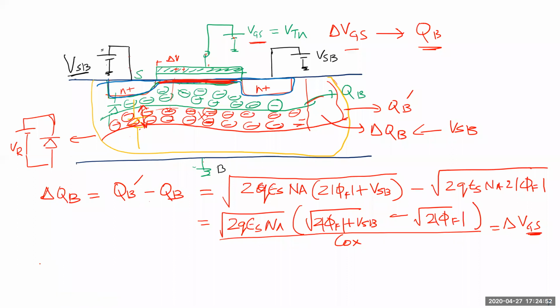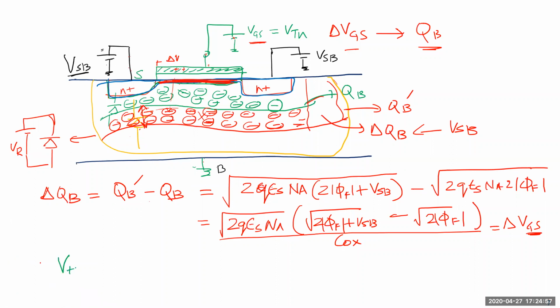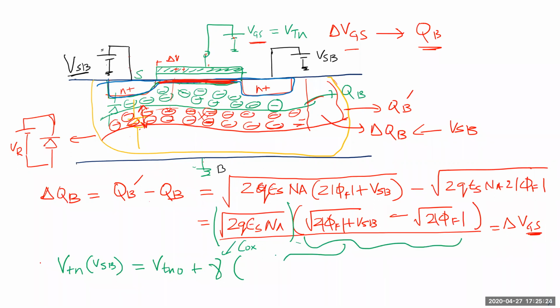So in other words, if I write the expression for VT now, I'll call this VTN as a function of VSB. It is what it was at VSB equals 0, which I'll call VTN0, for example, and then in most texts you'll see this gamma quantity, which is this here, times this quantity here. So when VSB is equal to 0, it goes back to VTN. Otherwise, it's this quantity.